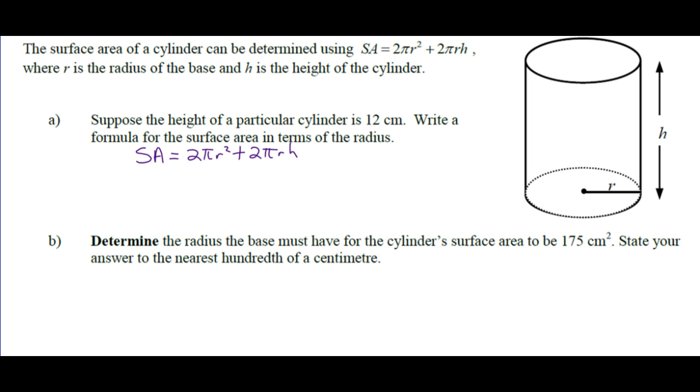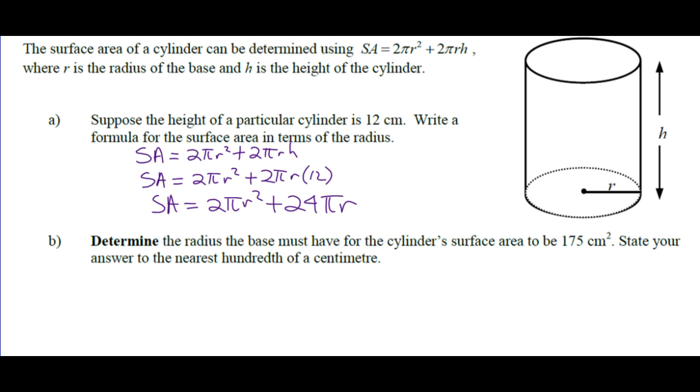We're going to substitute in surface area is 2 pi r squared plus 2 pi r times 12, right? Because they told us the height was 12, and they just want us to get an equation for the surface area of this 12 centimeter tall cylinder. So it'll be 2 pi r squared plus 24 pi r.